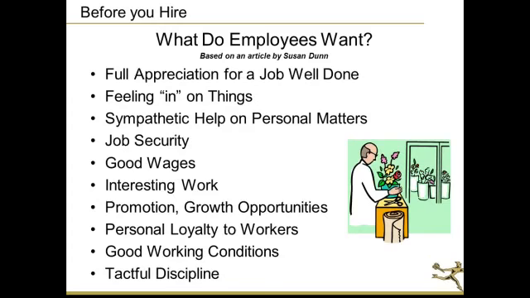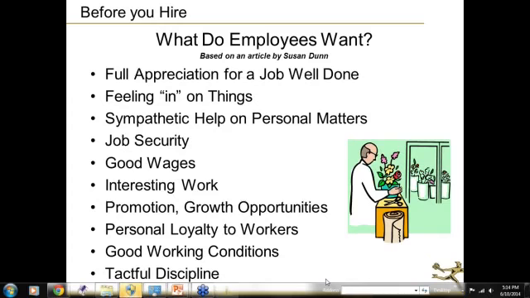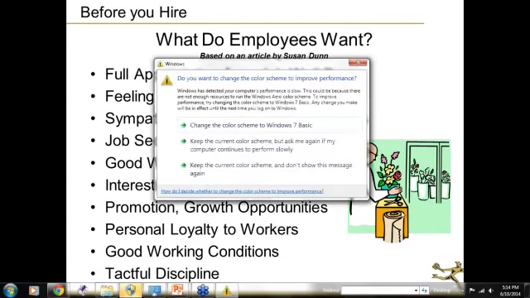Now, I've been teaching business workshops for FTD since, I think, the late 90s, and sympathetic help on personal matters always was about number 8 or number 9 on this list, and here it is up at number 3 on this list of what employees want. And if you think about it, the reason why is because who is in the workplace?